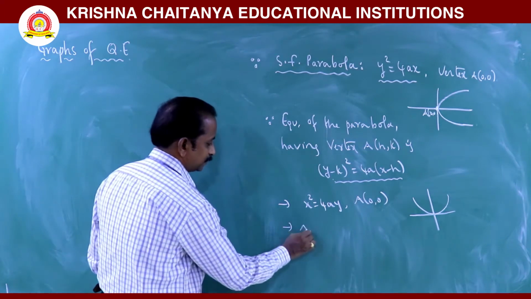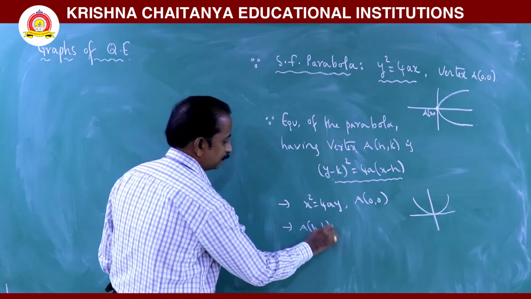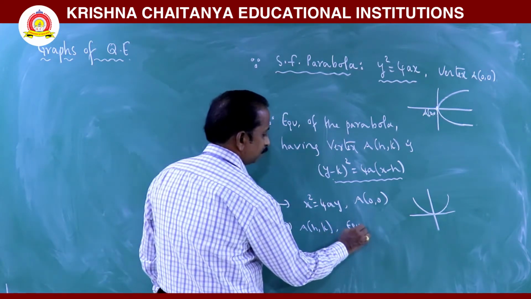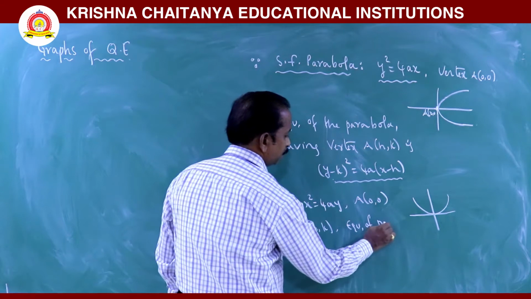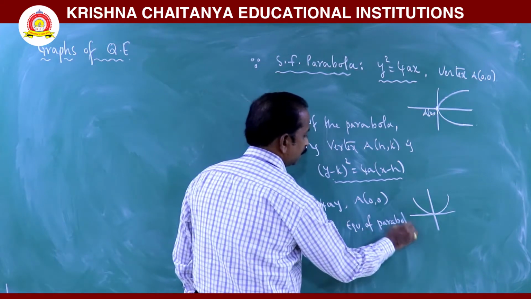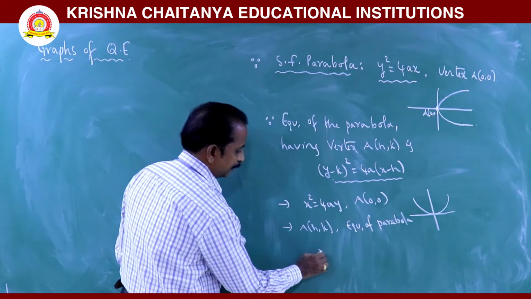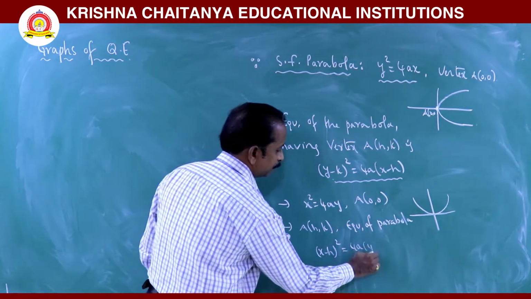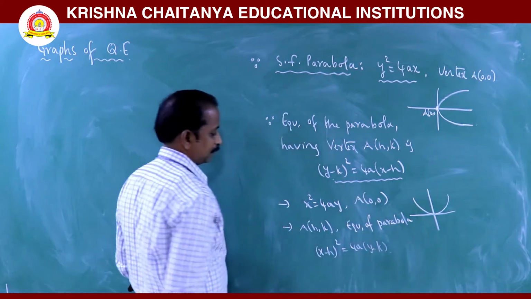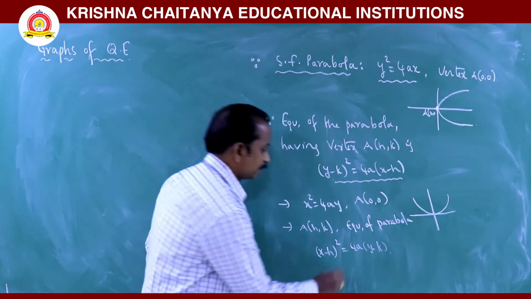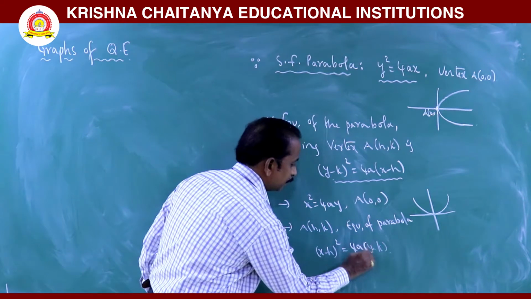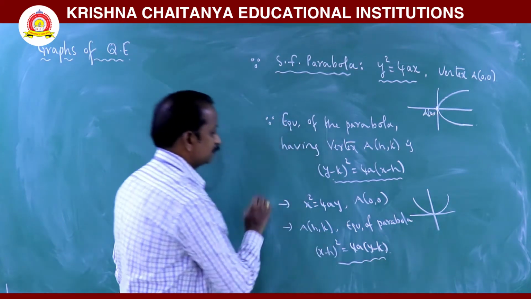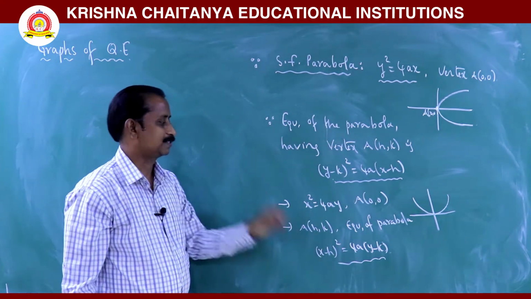When the vertex is h comma k, then the equation of the parabola is x minus h whole square is equal to 4a into y minus k. These are the shapes of the parabolas.